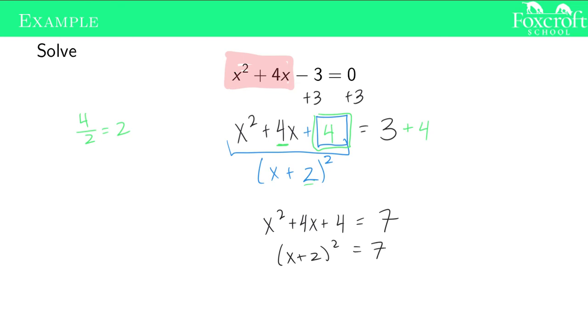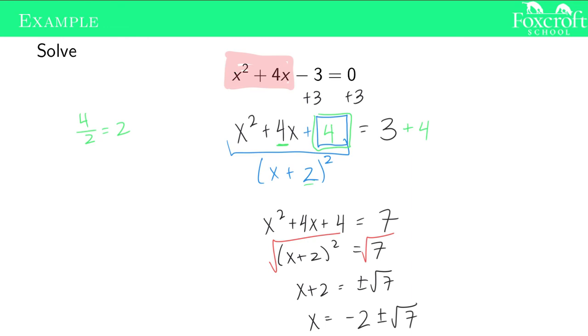And now this equation looks exactly like the ones from the previous learning objective. I had this square all by itself, so I can take the square root of both sides. X plus 2 equals plus or minus the square root of 7. The square root of 7 doesn't simplify, and I subtract 2 to get my final answer. All right, so we're going to do more examples of this, but this is the idea of completing the square.